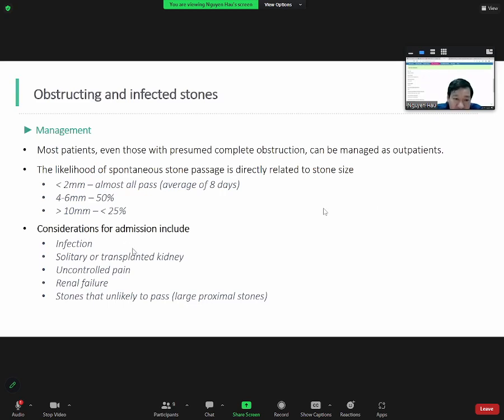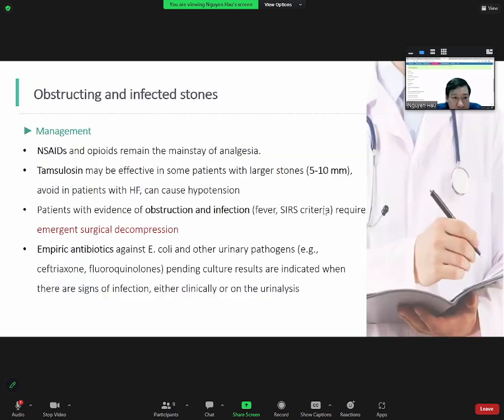Considerations for admission include infection, one of the most important, especially in diabetes mellitus, elderly people, Cushing syndrome, cirrhosis, kidney failure, for example a solitary or transplanted kidney, uncontrolled pain, and renal failure, or when the stone is unlikely to pass. In these situations you have to advise the patient to stay in hospital.